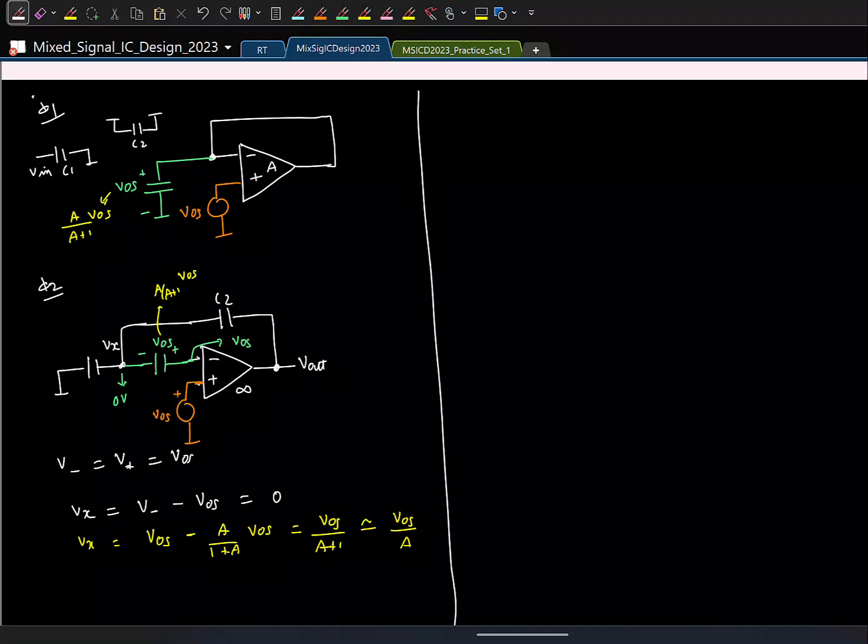Let's quickly draw the full circuit. So in phase 1, I am charging the capacitor C1 to Vin and discharging C2 to ground. So I'll just do that by putting switches here. This is 1E, this is C1, and C2 is discharged like this. And what are we doing to the op amp?